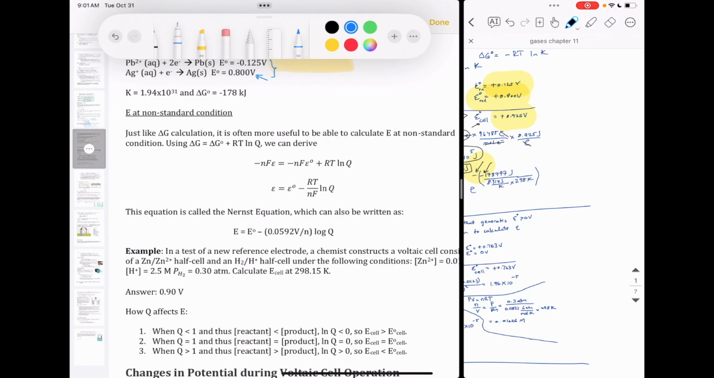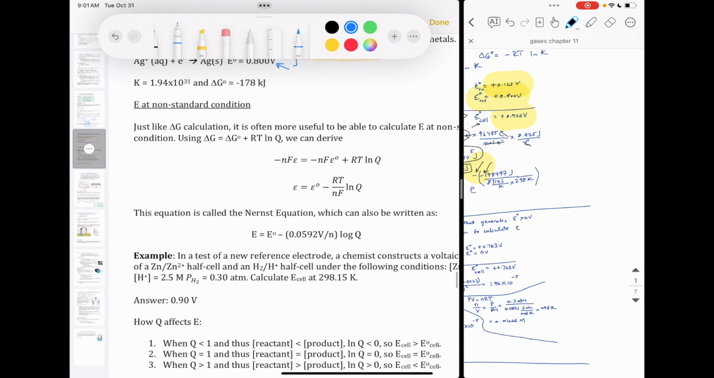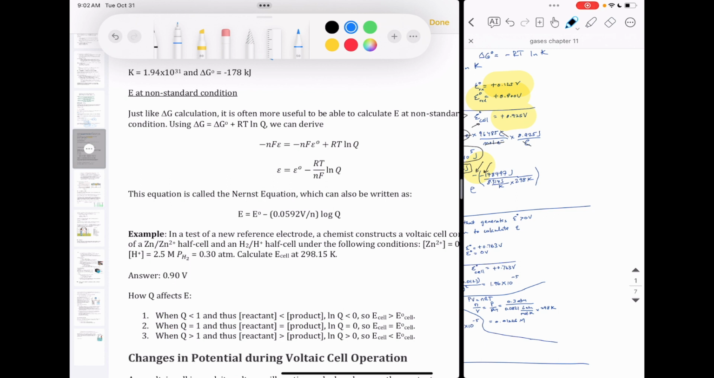Okay, so the discussion in the previous section about standard delta G and standard voltage, of course, takes us to the next topic, which is the non-standard voltage, right? Because most of the time when we do this reaction, we're not using standard conditions, which is pressure of 1 atmosphere and molarity of 1 molar for the aqueous solution. A lot of times we might be using some other molarity or some other pressure of gas.